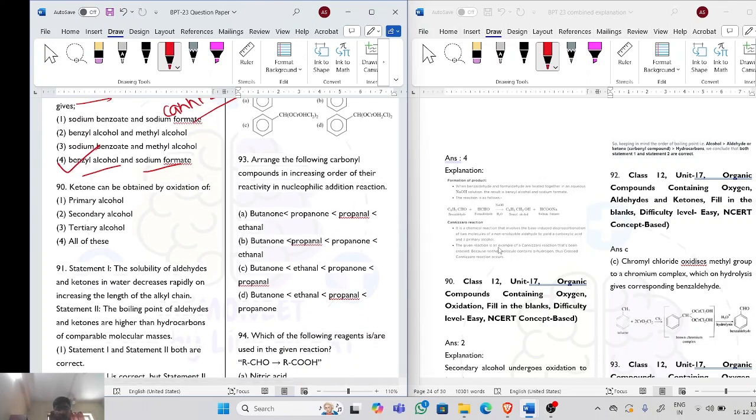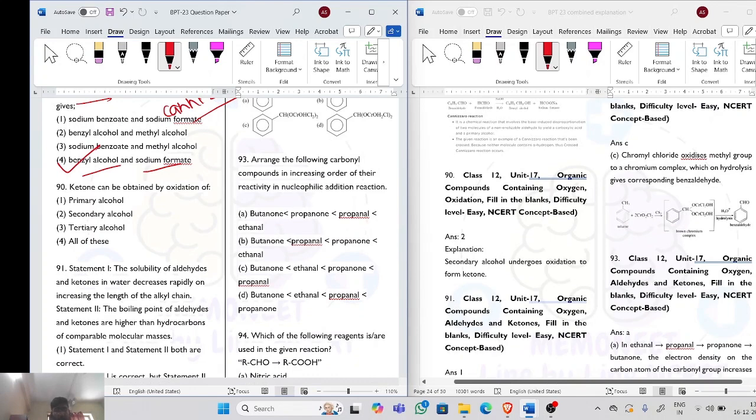Now question number 90. Ketones can be obtained by oxidation of. Ketones we can directly obtain by oxidation of 2-degree alcohol. For 1-degree alcohol we can obtain aldehyde. From 2-degree alcohol we can directly obtain the ketone group. So option number 2 will be our correct answer.